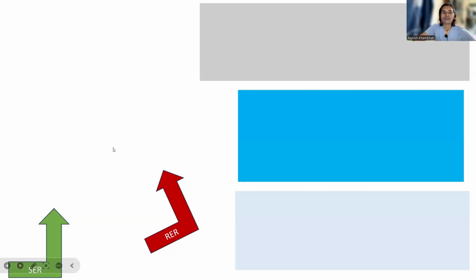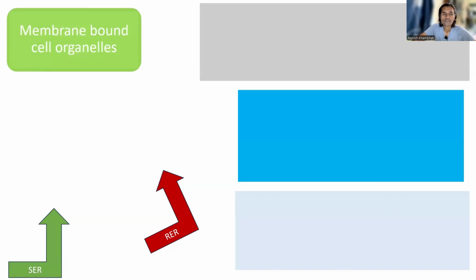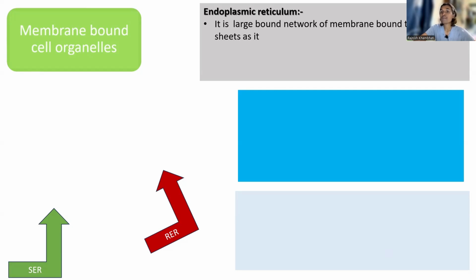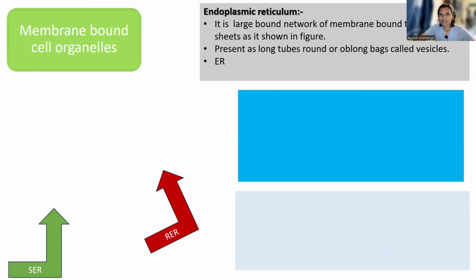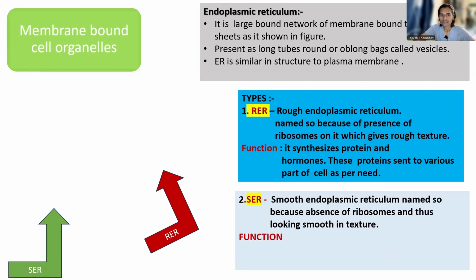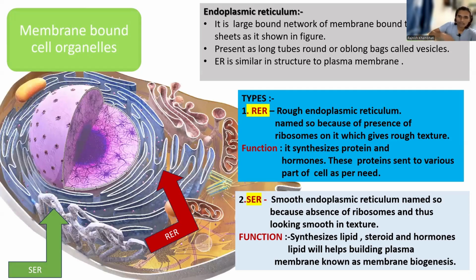So the first organelle, which is a membrane bound cell organelle, is known as endoplasmic reticulum. Let me put this screen here. Now, what is endoplasmic reticulum? It is a large network of membrane bound tubes and sheets, as shown in the diagram. Because everything is in front of us, it is easy for us to learn.